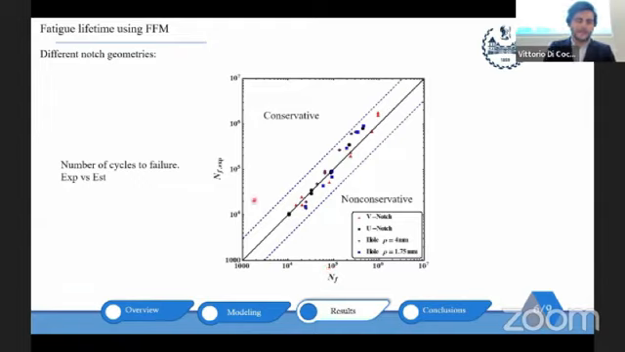In the vertical axis is the number of cycles to failure from experimental data, while the horizontal one is the estimations. If a data point is on this solid line, it means a perfect estimation. And these two lines represent the scatter band of 3. As you can see, the predictions are quite satisfactory for all the notch geometries.